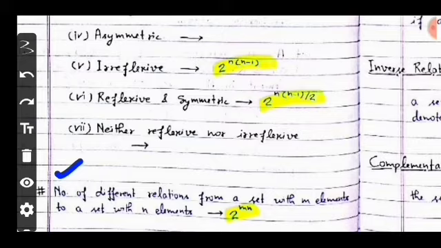Now an important point is that the number of different relations from a set with m elements to a set with n elements, we say that the total number of relations is 2 to the power of mn.